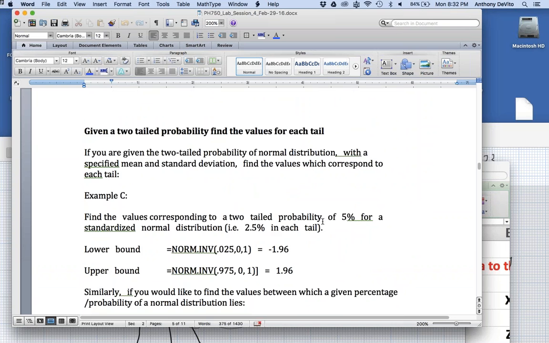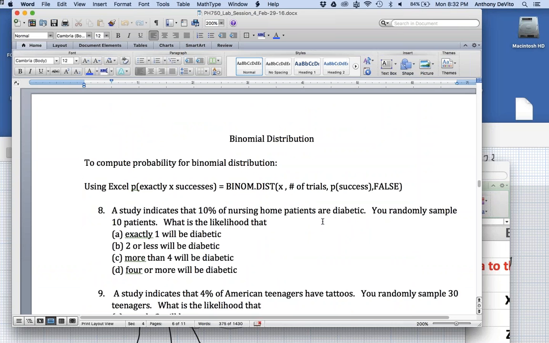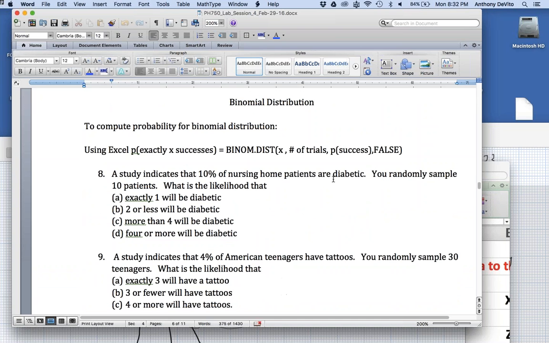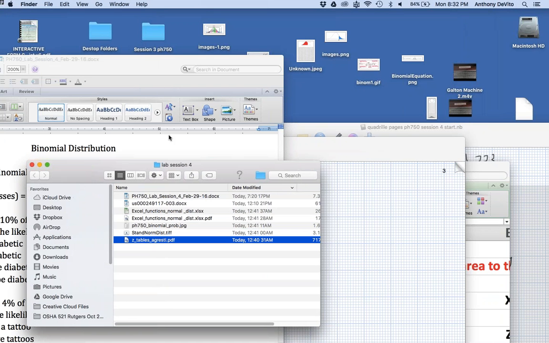So now I want to get onto binomial distribution. Okay, here we go. There's binomial distribution. We have a few examples of it here. Rather than those examples, I'm going to start off with a discussion of what it means. Binomial means that there's two possibilities.